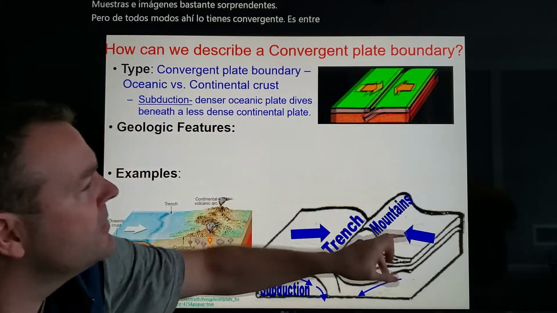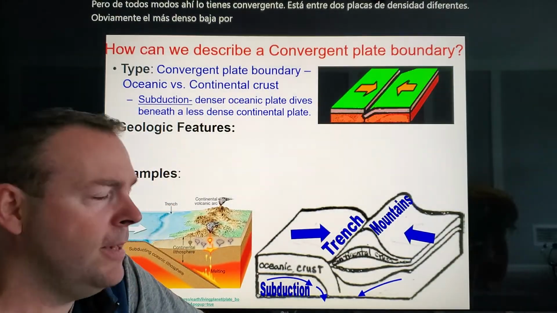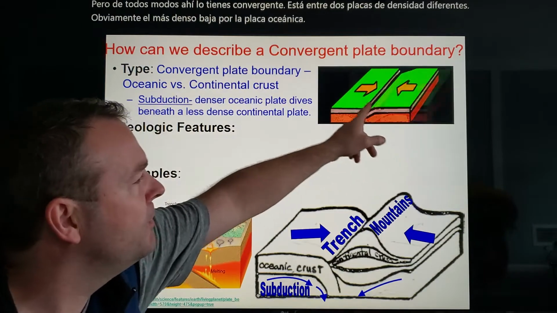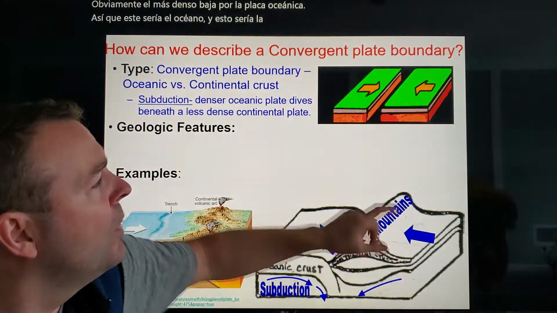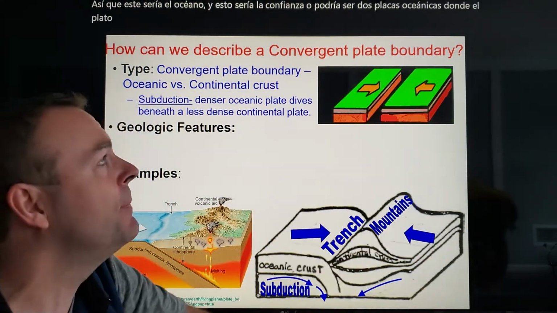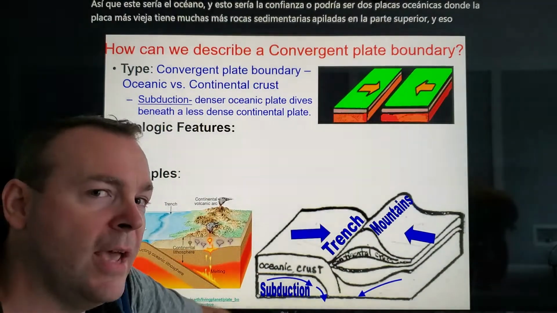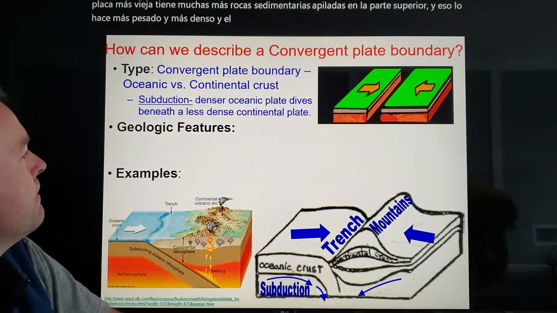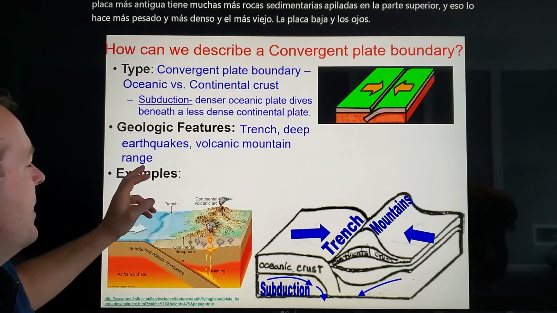Obviously, the denser goes down. The oceanic plate made of basalt is denser than granite, so this would be the ocean and this would be the continent. Or it could be two oceanic plates where the older plate has a lot more sedimentary rock stacked on top, and that makes it heavier and denser, and the older plate goes down and dies, right? It melts. All right. Features: trenches, deep earthquakes, volcanic mountain ranges.